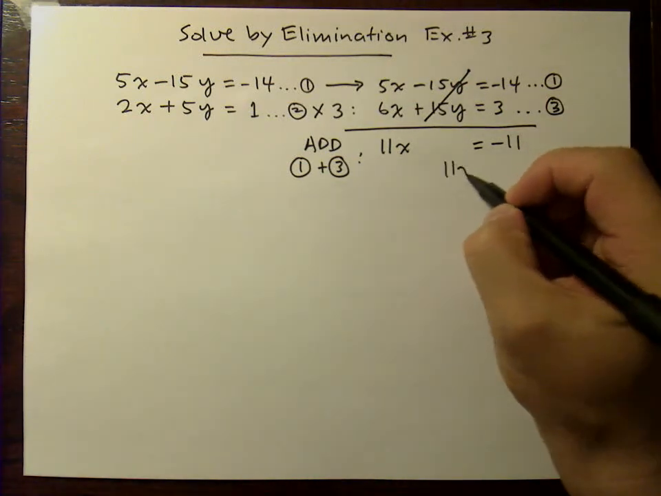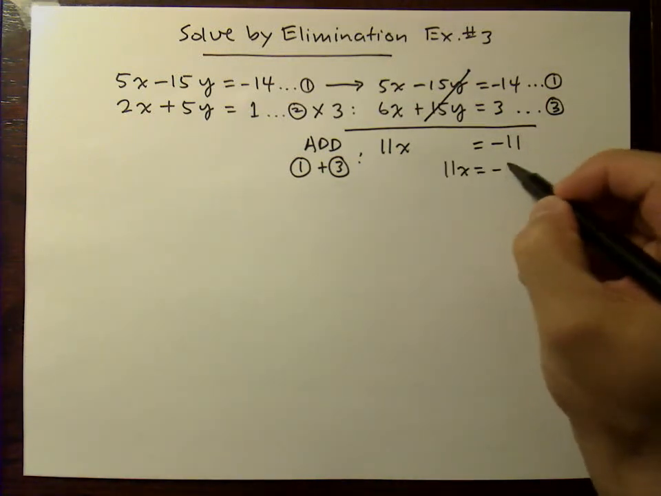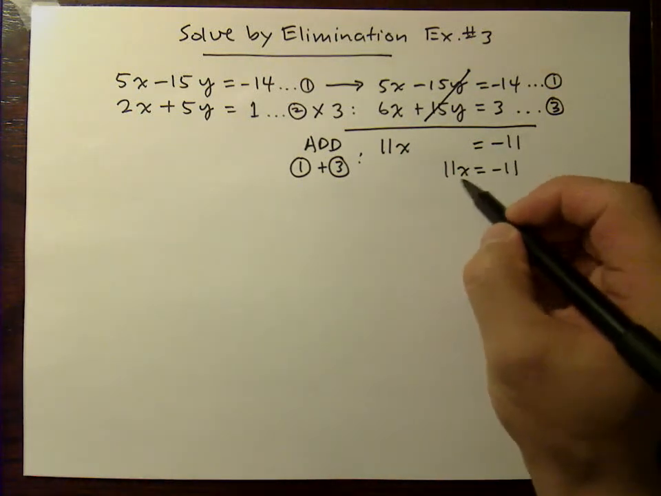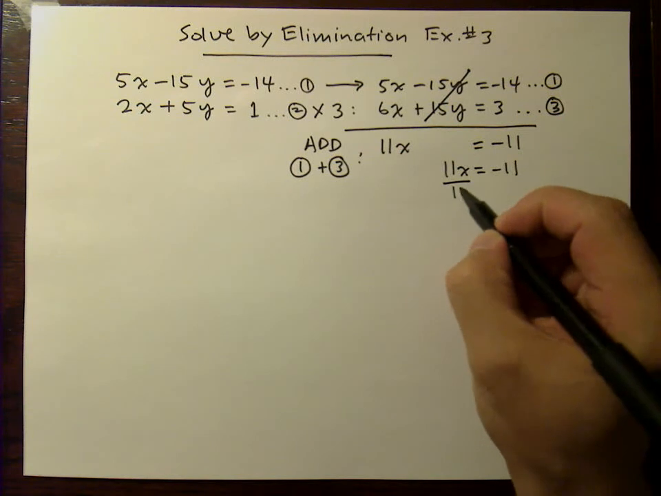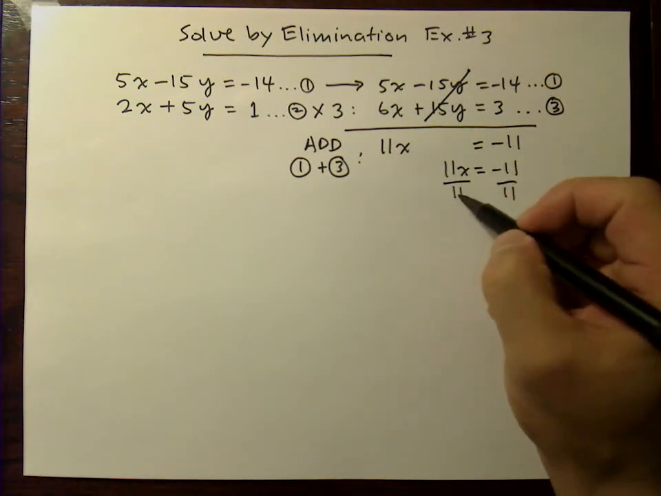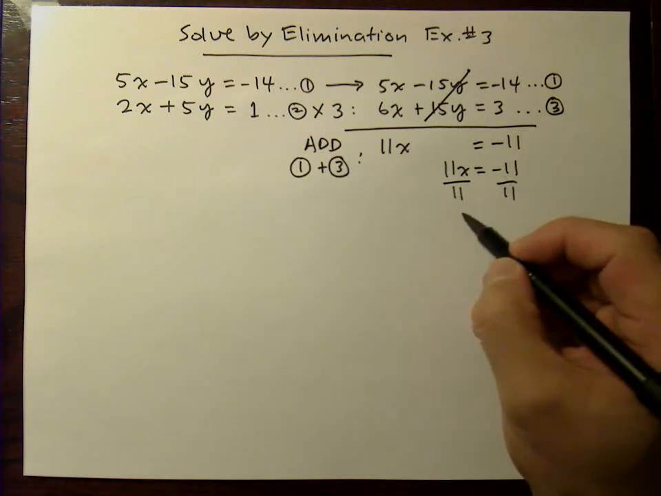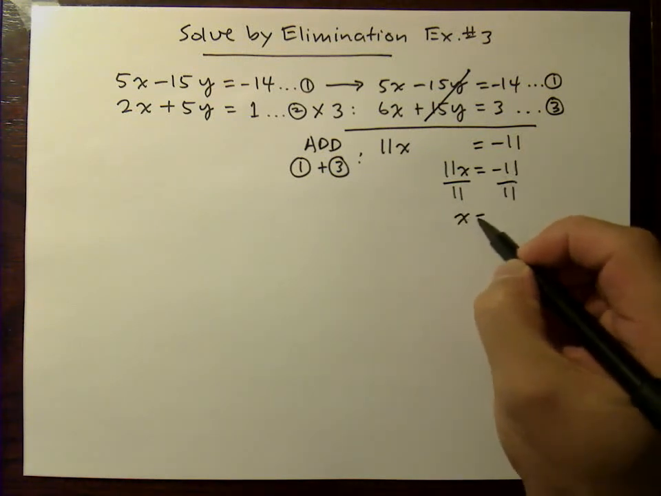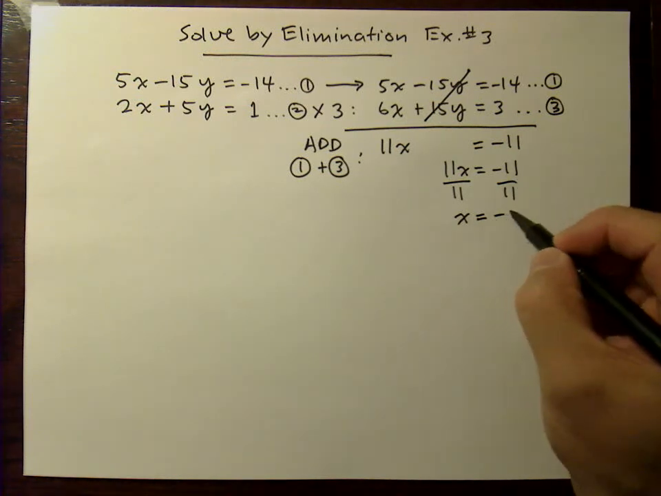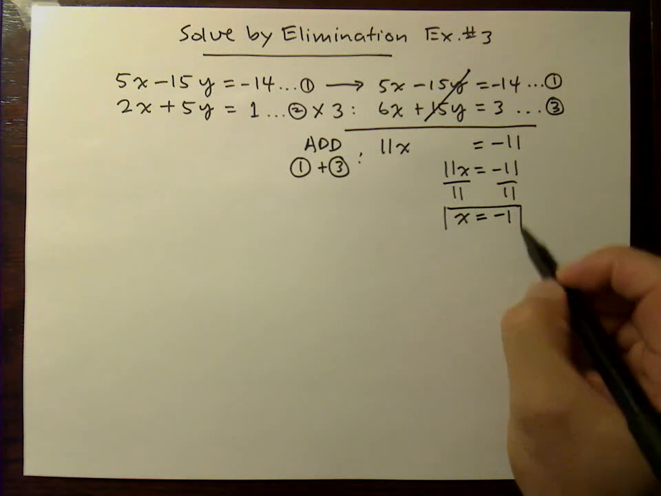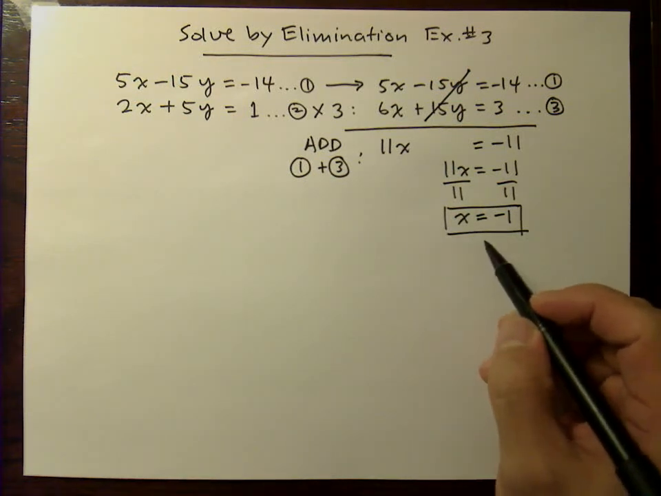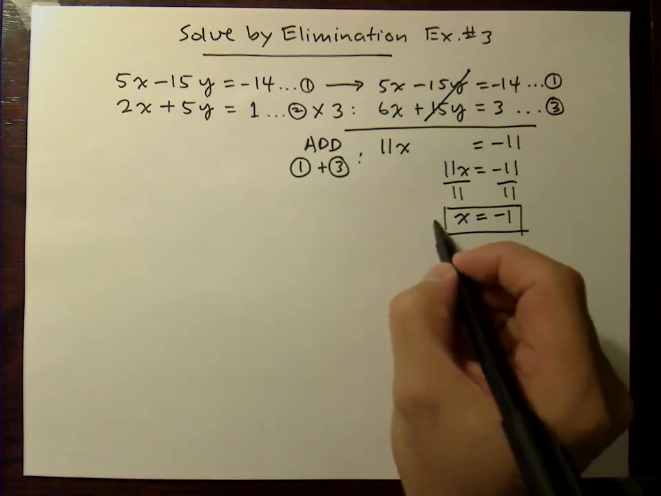So I'm just going to bring the 11x closer so we can see what to do next. In order to isolate for x, we need to divide both sides by 11. 11 divided by 11 gives us 1, and 1 times x is just x, which is equal to negative 11 over 11, which is negative 1. And that is the x coordinate for the solution. Now we just need the y coordinate.